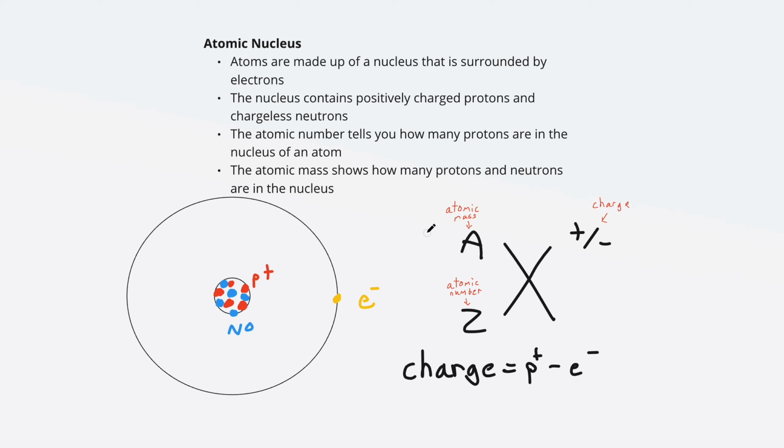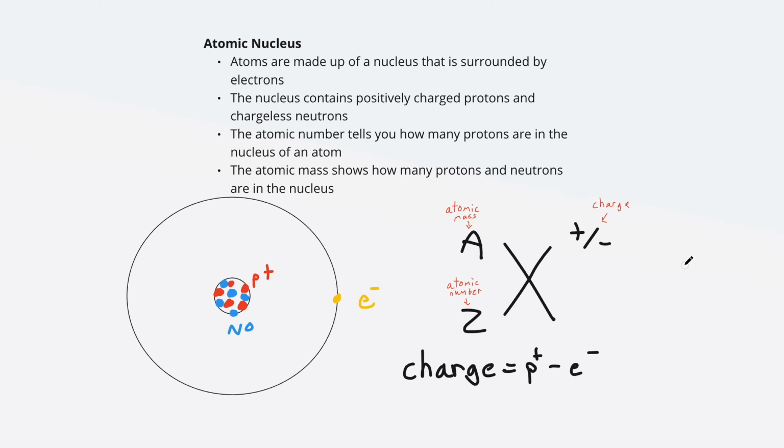The reason those two are included is because they have substantial masses, whereas electrons have virtually no mass. The mass of protons and neutrons is still super small, but electrons are way, way smaller than even those. And then on the top right, we have the charge. You find the charge by taking the number of protons and subtracting the number of electrons.